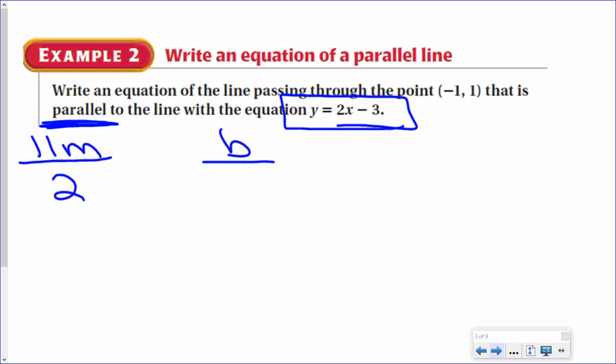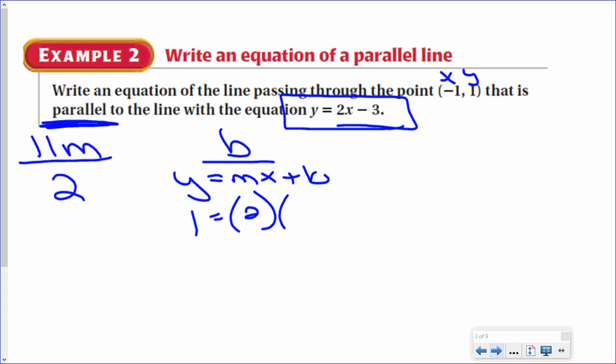To find your b value, follow the equation y equals mx plus b. You'll notice it's the same thing that I did on the previous page. This is my x, this is my y, so I'll plug them in. 1 equals 2 times -1 plus b. Solving for b.